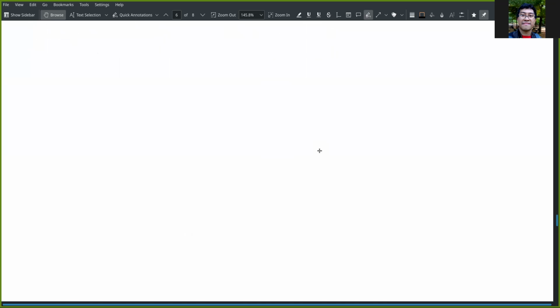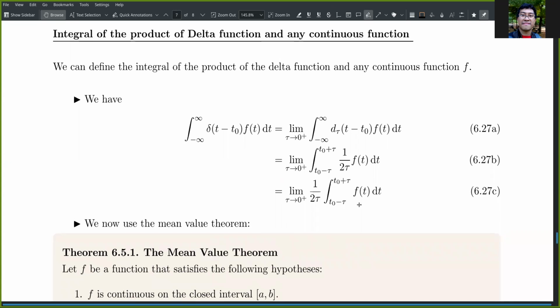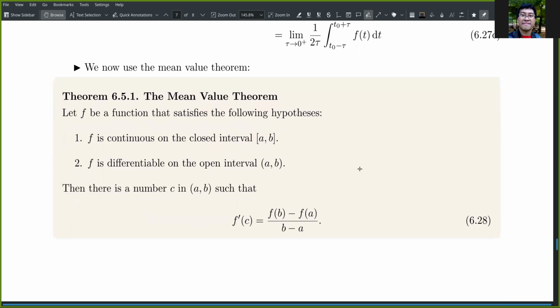Let's solve. I have enough space here, but we'll go to the next page. Now try to determine the integral of the product of the delta function and any continuous function. Say the function is f, like here. We use our expression for delta tau. That's 1 over 2 tau, integral from t naught minus tau to t naught plus tau of f. To get an expression for this, we can use the mean value theorem. The mean value theorem states that if f is continuous on a closed interval and differentiable, there's a number c in that interval such that f prime c is f b minus f a over b minus a.